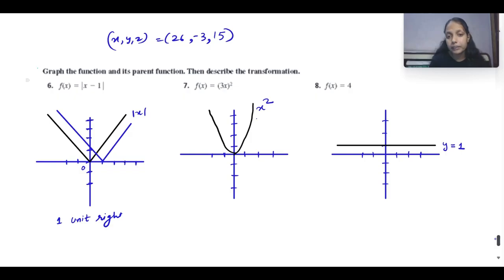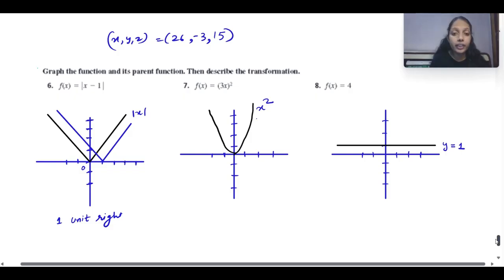Here, what happens? X squared. It is multiplied by 3 inside. Whenever multiplication is inside the x, it's a horizontal stretch or shrink. Because the number is 3, and 3 is greater than 1, it's a shrink. Horizontal shrink by factor 1 by 3.